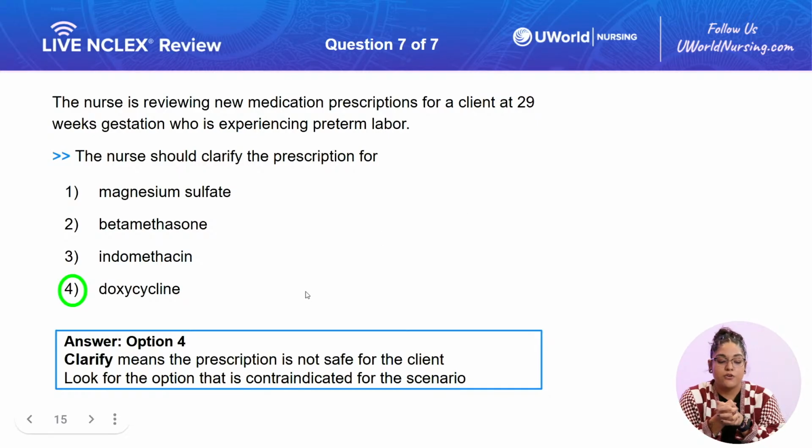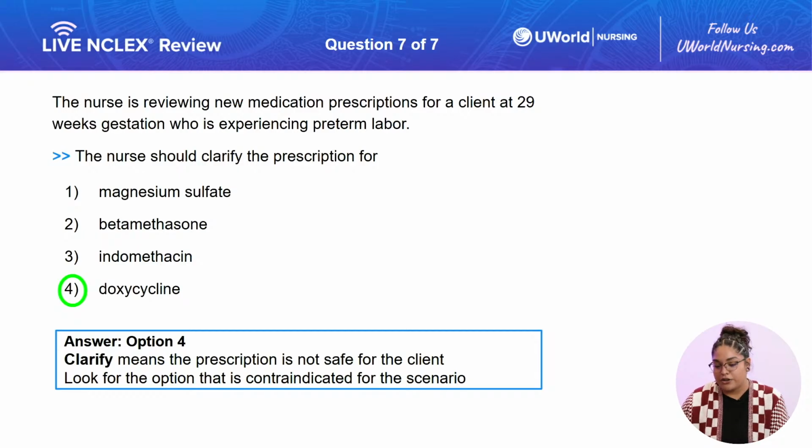Option 3, indomethacin, is an NSAID that prevents prostaglandin production. This actually helps relax the smooth muscle of the uterus. So this is indicated for preterm labor, and it's safe to give in pregnancy under 32 weeks. And that leaves option 4 being our correct answer.